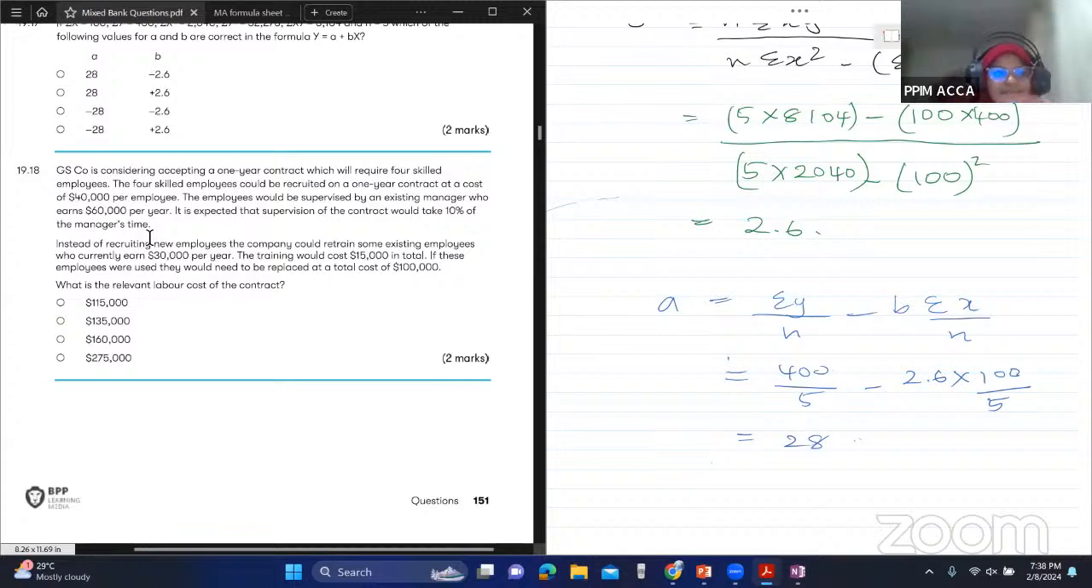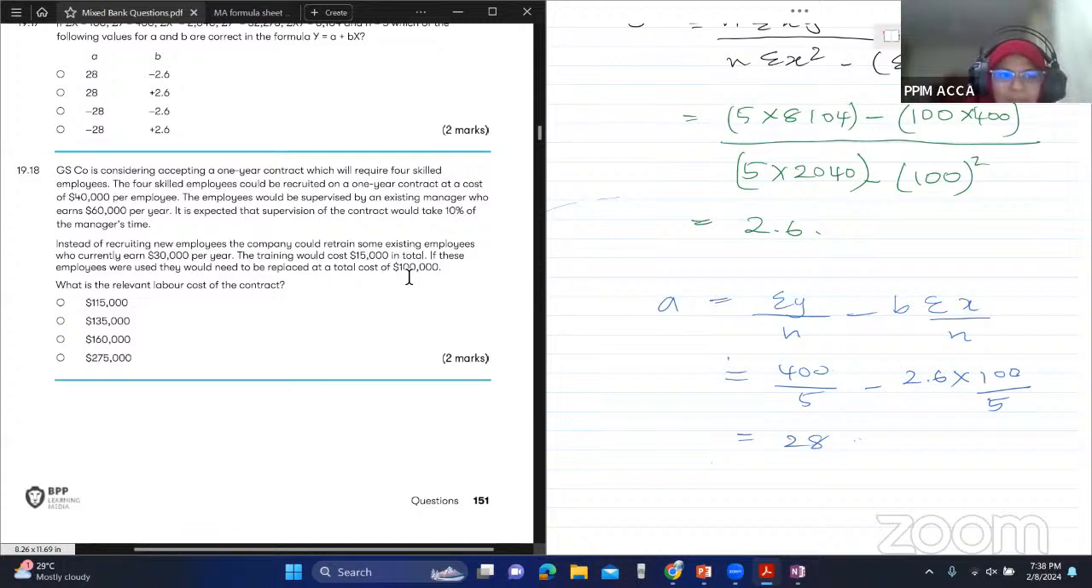So what they're saying is this. Either you get 4 new employees and pay them 40,000, or you already have employees now. Retrain 4 of them, and that will cost you 15,000. But obviously, if they are going to do this new job, you have to replace them, because they would have been doing something already. So there is nobody to do that. You can get somebody from outside to do that, and that will cost you 100,000. The question is asking you, what is the relevant labor cost of the contract?